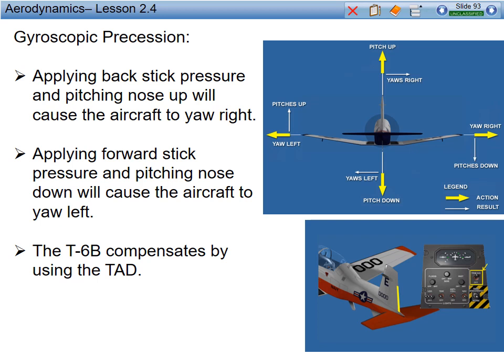Applying backstick pressure and pitching the nose up will cause the aircraft to yaw right. Applying forward stick pressure and pitching the nose down will cause the aircraft to yaw left. In the T6, this is compensated for using the trim aid device.